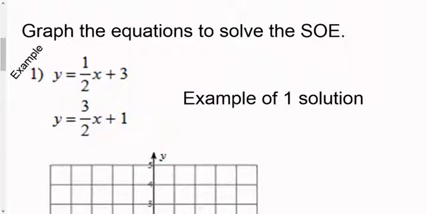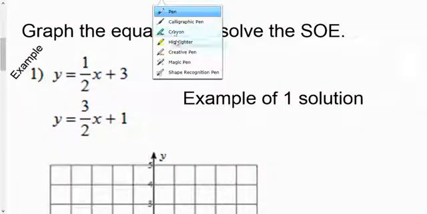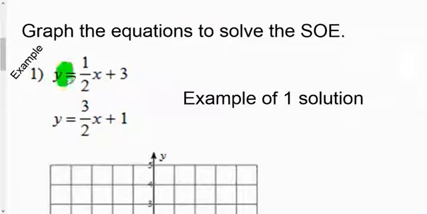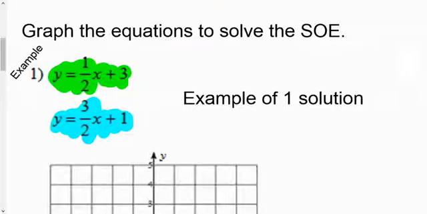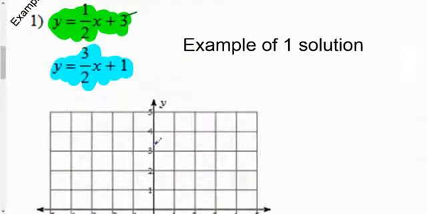Graph the equations to solve the SOE. So right here, you'll see that we have two equations. Right here, y equals 1/2 x plus 3, and down here we have y equals 3/2 x plus 1. So let me go get a green pen and we will graph y equals 1/2 x plus 3. That way you'll have an understanding, color coding how it is. The y-intercept is 3, so we'll put a dot at 3. And then we go up 1 and over 2. There we go. We've got a line there.